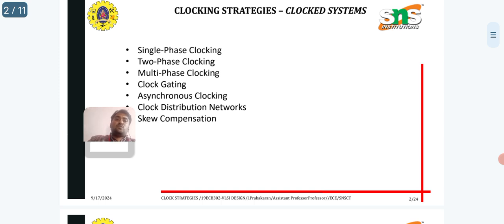And clock distribution network: the strategy of distributing the clock signal throughout a system is crucial to avoid clock skew. Common methods include H-tree distribution, mesh clocking, and global or local buffers. Next one is skew compensation. To counteract clock skew, techniques such as clock deskewing circuits or delay insertion can be used. This strategy ensures that all parts of the system receive the clock signal within an acceptable timing limit.